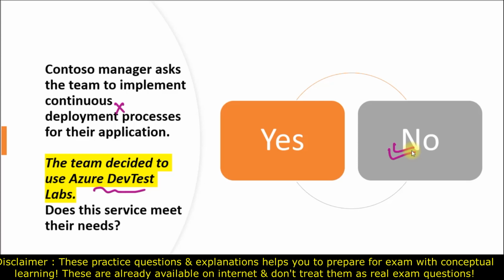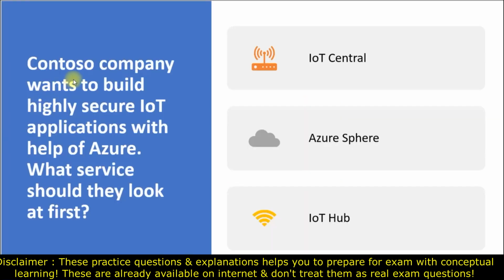Let's talk about the next question now. In this question, they are asking that a consumer company wants to build a highly secure IoT application with the help of Azure. What service should they look at first? What they are looking for is to build a highly secure IoT application with the help of Azure. The options we have are IoT Central, Azure Sphere, and IoT Hub.